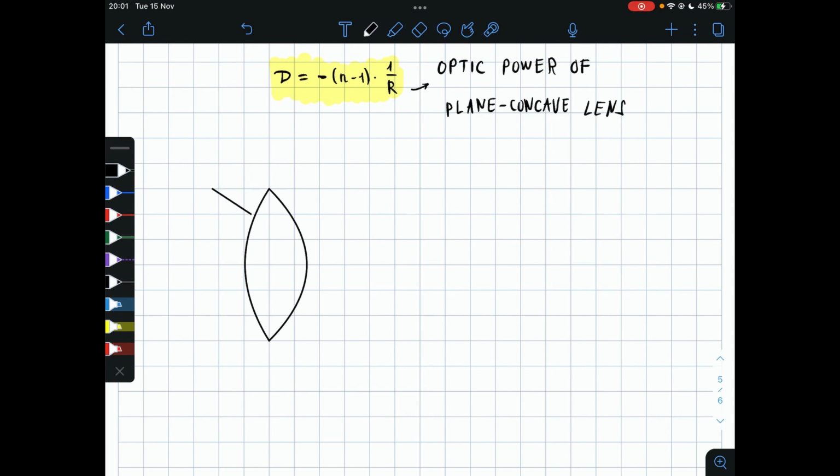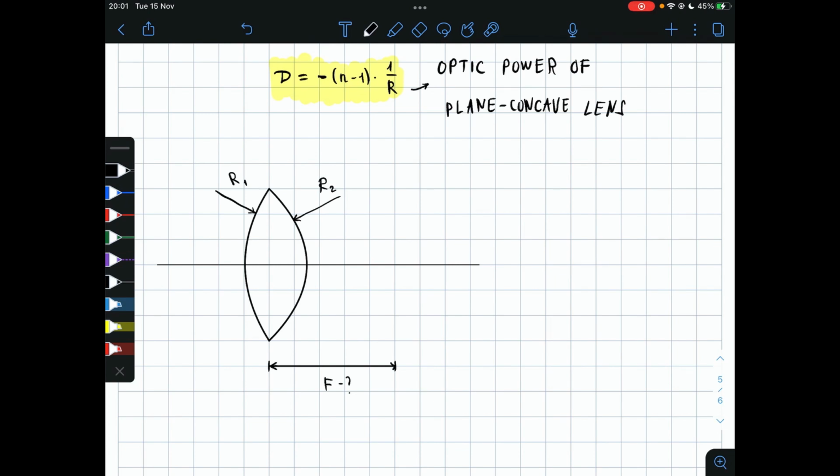The radius of the curvature of the first surface is r1. The radius of the curvature of the second surface is r2. It has an optical axis as usual. We need to find where our focal point will be, or we need to find the power of our lens. Let's say this distance is f, and we need to find this f.